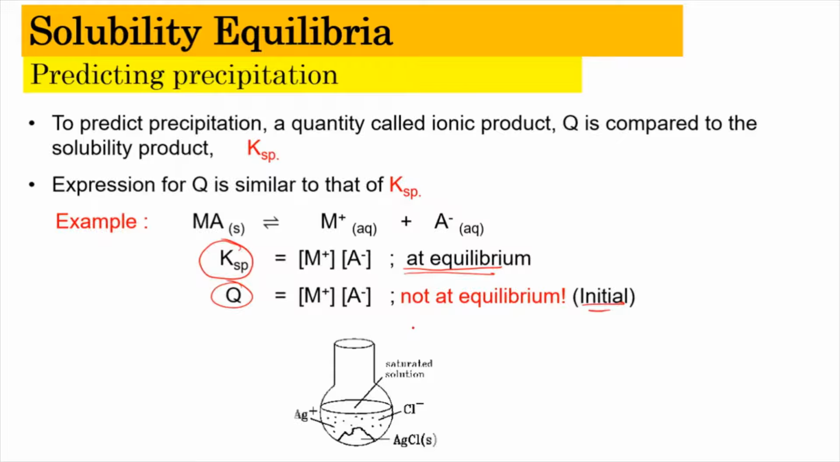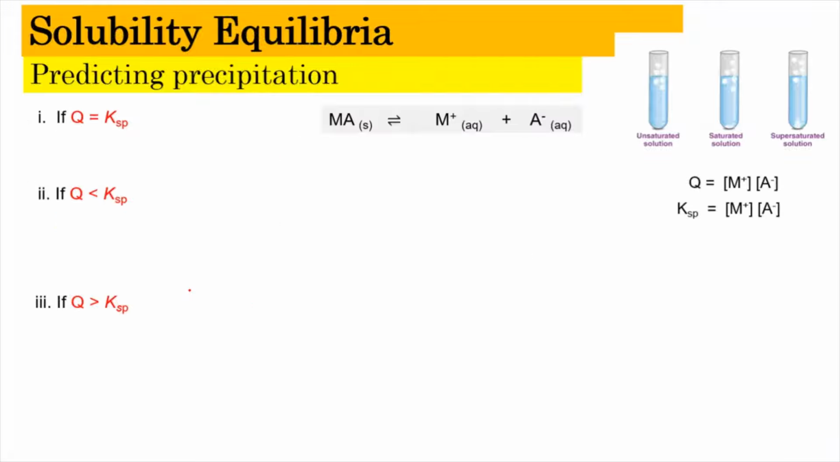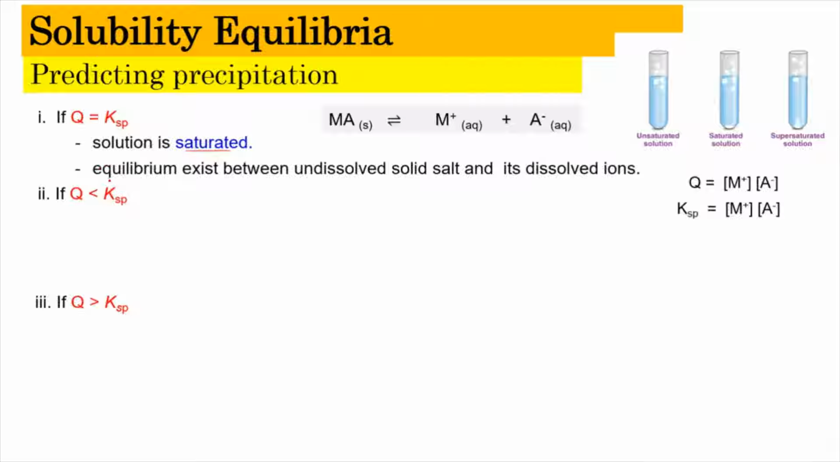So, in order to predict precipitation, dia mendak atau tidak mendak, we need to compare the value of Q with the KSP. So, let's say if your value of Q is equal to KSP, it basically meant the solution is saturated. And there's going to be an equilibrium that's going to be existing between the undissolved solid salt with its dissolved ion. So, berlakunya keseimbangan antara solid dan juga ions.